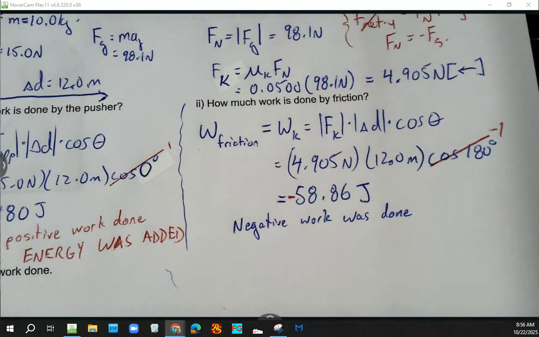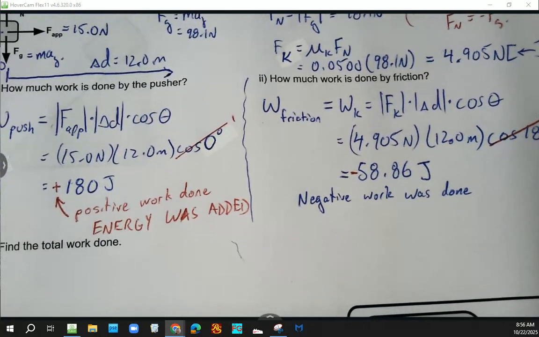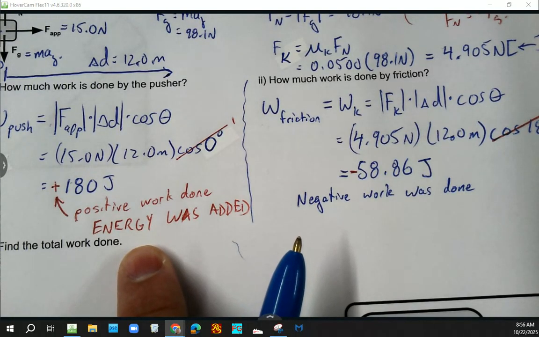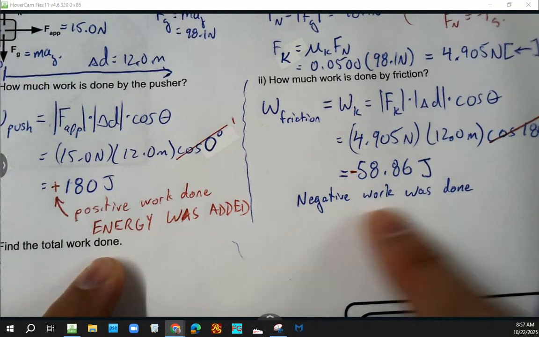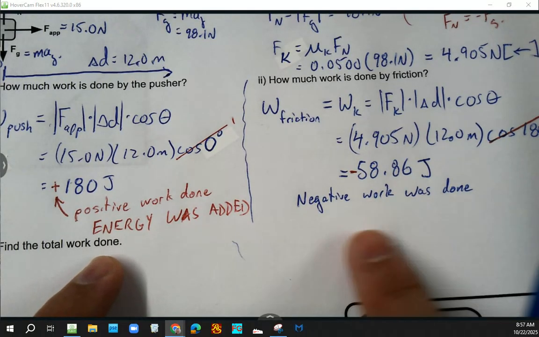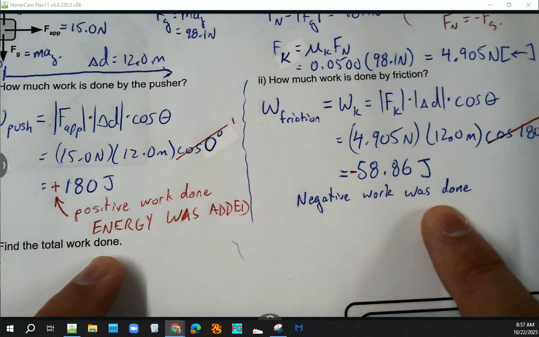Now this is a language thing where some people get upset about it because over here we think of energy as being kind of like a paycheck. You give energy like you give somebody money. And if you pay somebody $180, that means something in today's world, right? Still means something. But if you pay somebody negative $58.86, what'd you do? You robbed them in the back alley, right? You stole money from them. And so people say negative work was done, kind of sounds like you paid them negative money.